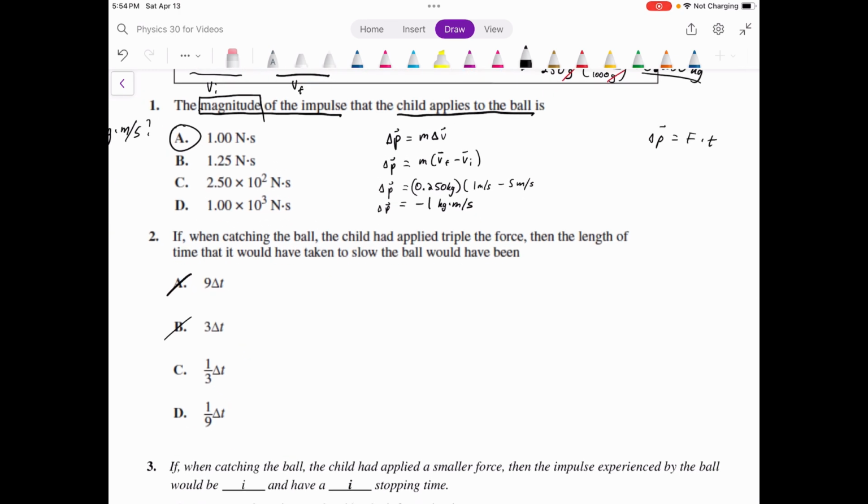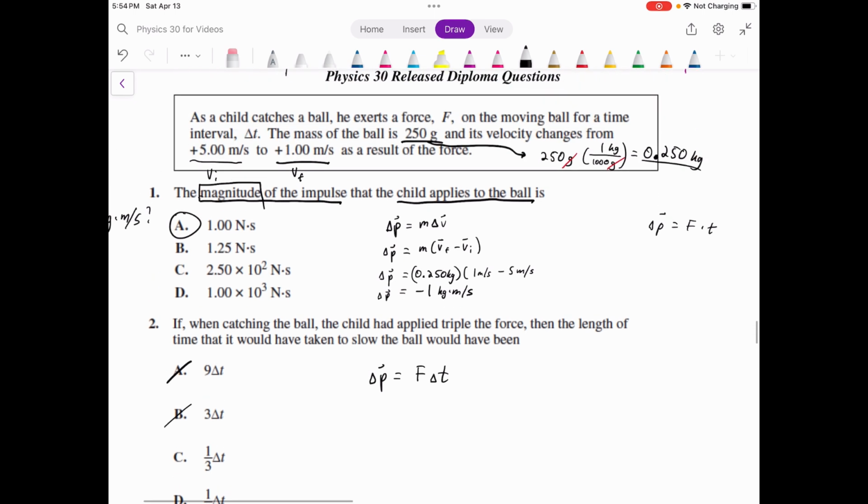We know what equation can tell us this. Well, we know that impulse is also force times time, right? Now the impulse is the same either way because it's saying how long would it have taken to slow the ball this amount, right? So still the same impulse. If we applied triple the force, just going to leave a little room here so we can think about the numbers that go in. If we triple the force, what would happen to the time? So that the impulse stayed the same.